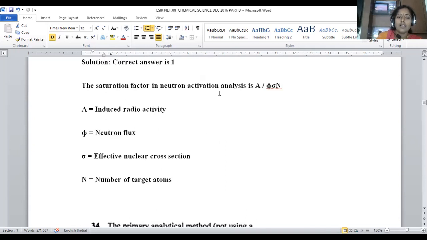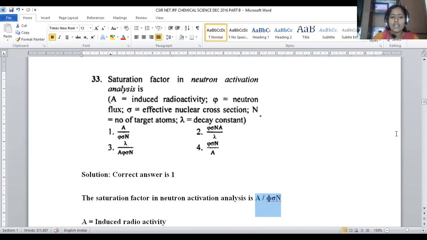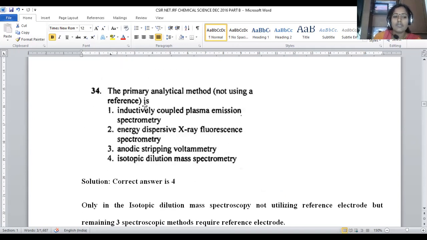Now, the suitable formula for the saturation factor of neutron activation analysis depends upon A by phi sigma N. What is the formula? A by phi sigma N. A denotes induced radioactivity. Phi is the neutron flux. Sigma is the effective nuclear cross section. N is the number of target atoms participating in the reaction. That is provided in option number 1. For question number 33, option number 1 is the correct answer. And the next question will be 34.